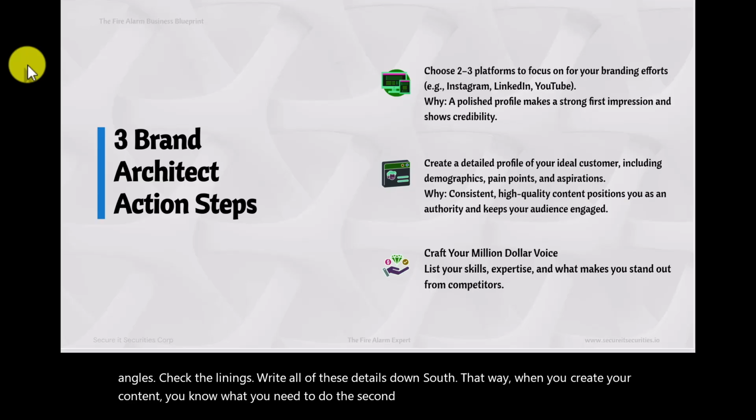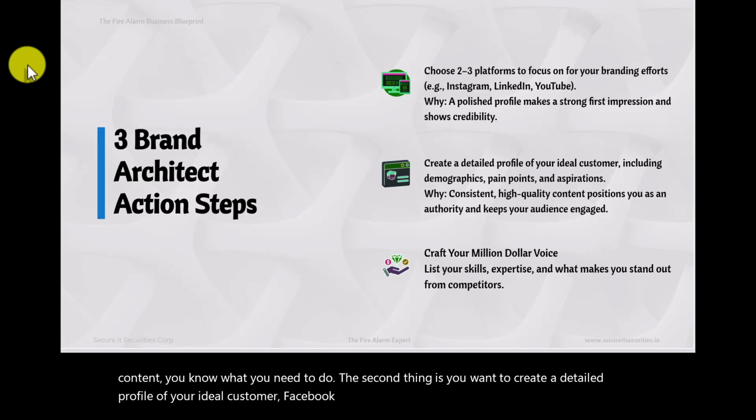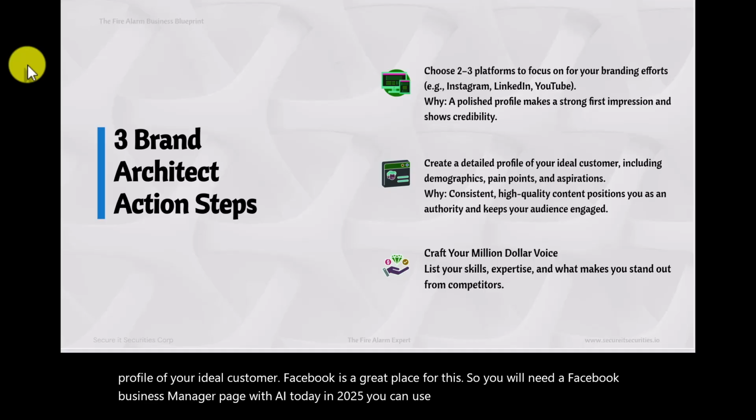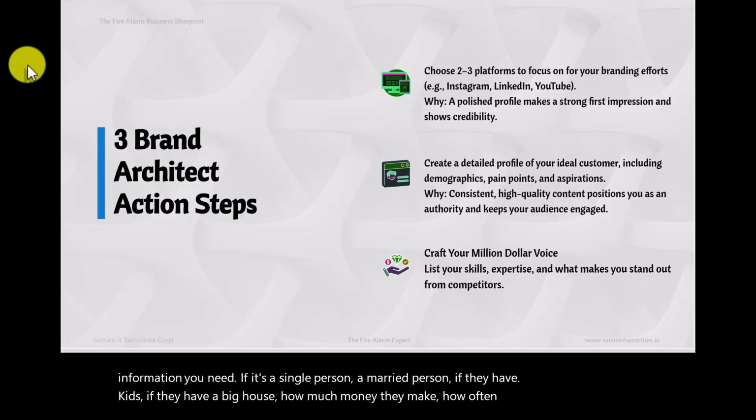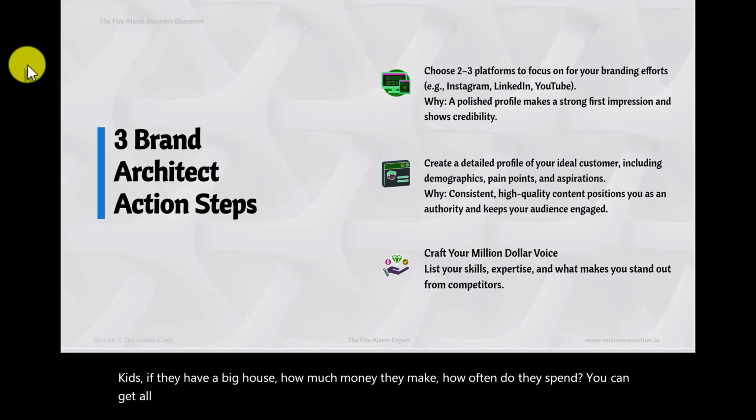The second thing is you want to create a detailed profile of your ideal customer. Facebook is a great place for this, so you will need a Facebook Business Manager page. With AI today in 2025, you can use Facebook to gather all the information you need: if it's a single person, a married person, if they have kids, if they have a big house, how much money they make, how often they spend. You can get all of this detail from Facebook and also Google.